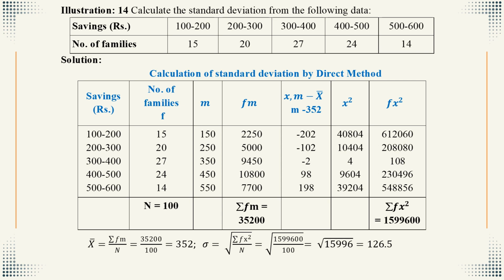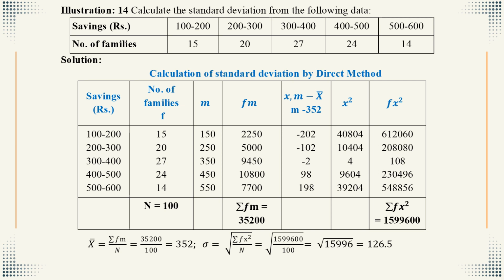Now calculate the small x, that is M minus x bar, mid value minus x bar. In the previous case we did x minus x bar. Here it is M minus x bar, where M is the mid value. That means 150 minus 352, that is minus 202. 250 minus 352, minus 102. 350 minus 352, minus 2. 450 minus 352, that is 98. 550 minus 352, 198. Then the square of these values should be calculated.